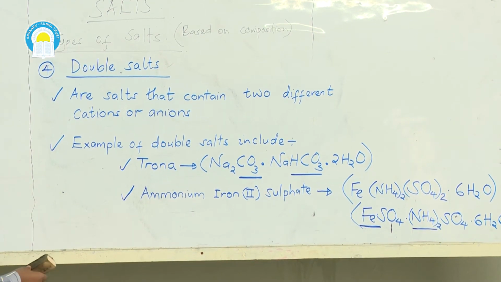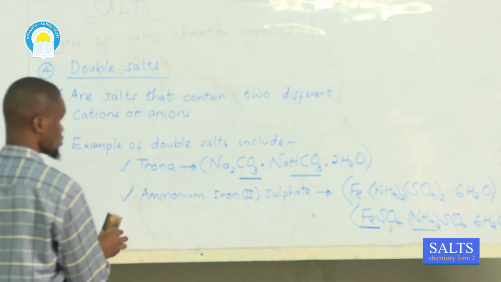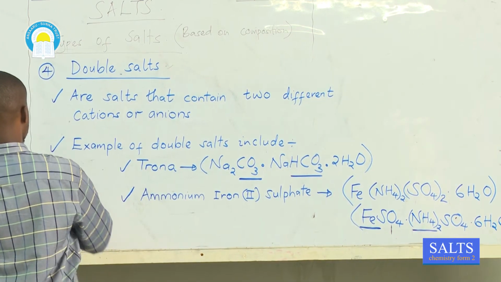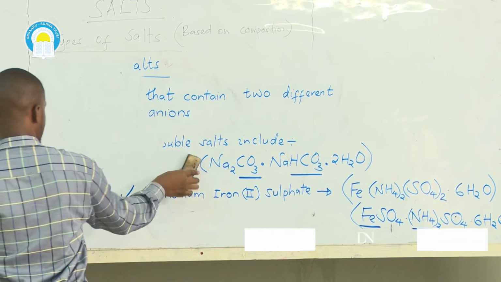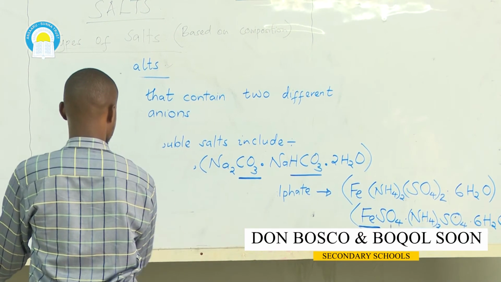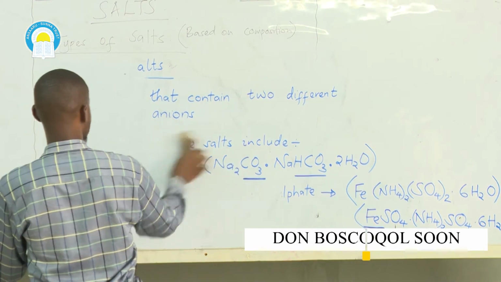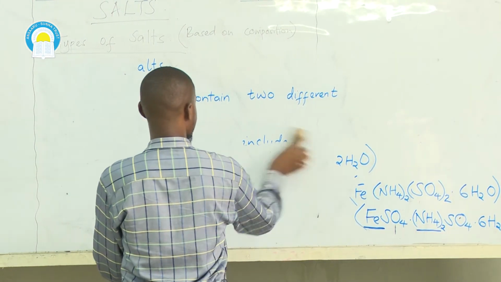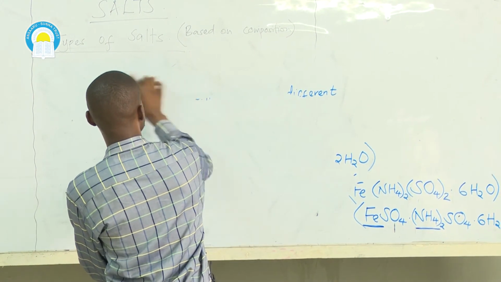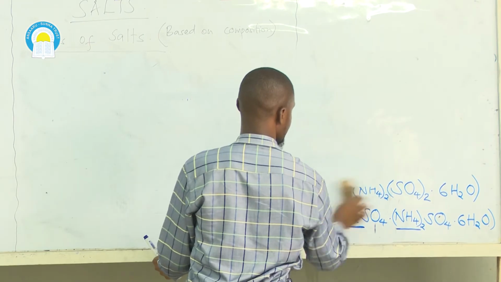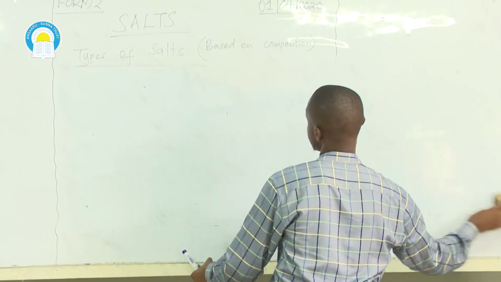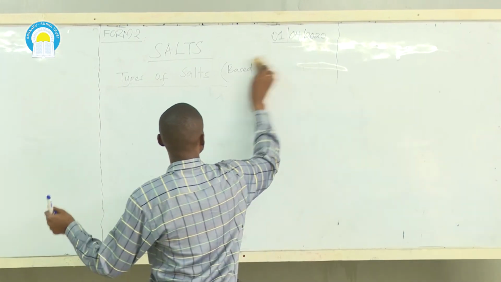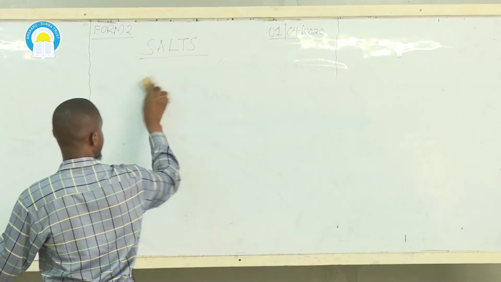And that marks the end of types of salts that is based on composition. We have other types of salts, yes. The other types of salts we have are salts based on their properties. We have three classes of salts based on their properties, and the classes, we can name them here.